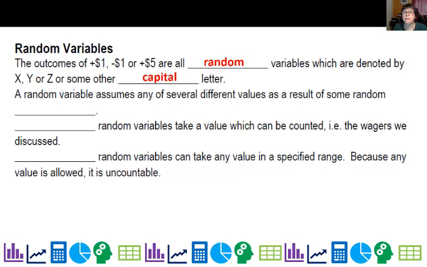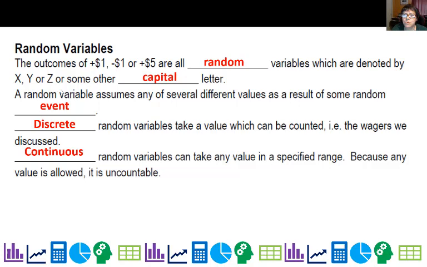A random variable assumes any of several different values as a result of some random event, whether you're rolling a die, flipping a coin, whatever. Discrete random variables take a value which can be counted. So like the example we did with the wagers. Continuous random variables can take any value in a specified range. And we're going to talk just a little bit about continuous, but today we are focusing on discrete. But at the end, I'll talk just a little bit about continuous.